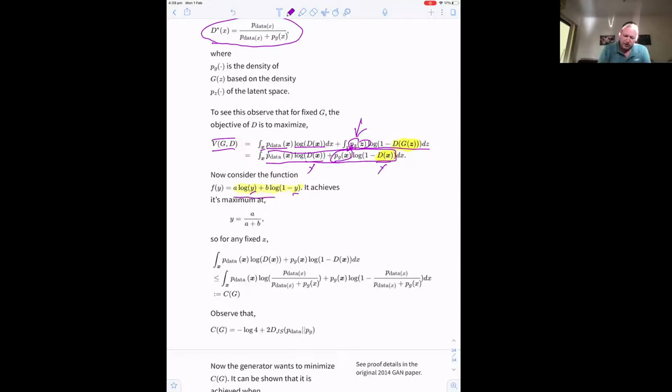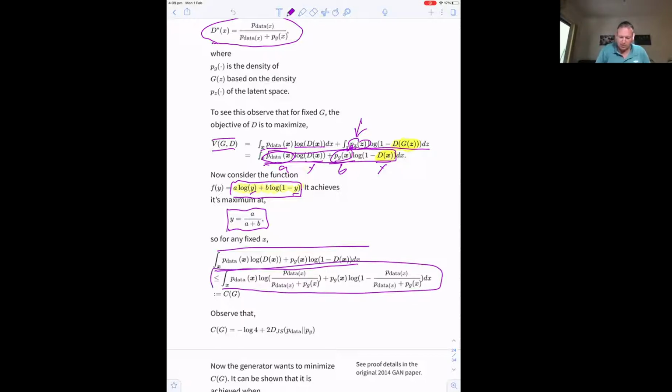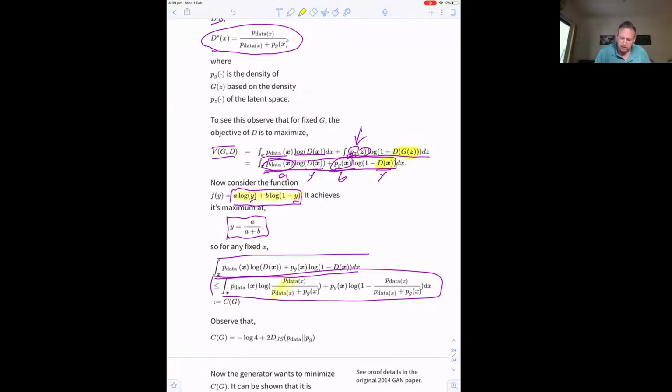You could just take the derivative of this function, see that it's unimodal, and see that it's maximized at this point. Then this thing plays the role of A, and this thing plays the role of B. So if the integrand is maximized at this point, then you could say that this integral here is bounded by this thing. So the point is that we've stuck in here the optimal discriminator. Okay, what's an optimal discriminator like that?